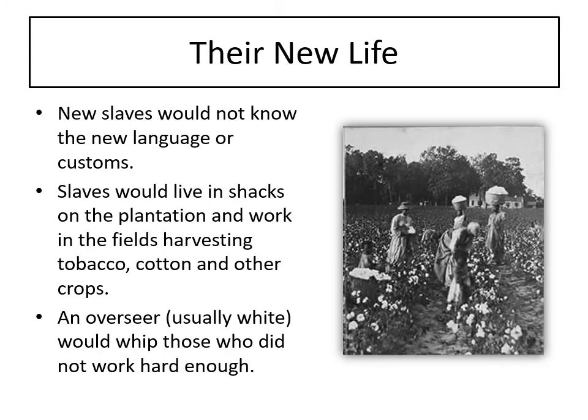Their new life. New slaves would not know the new language or customs. Slaves would live in shacks on the plantation and would work in the fields harvesting tobacco, cotton, and other crops like indigo. An overseer, usually white, would whip those who did not work hard enough.